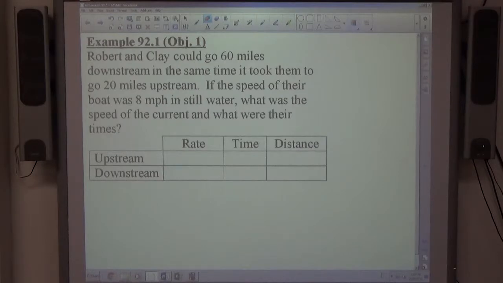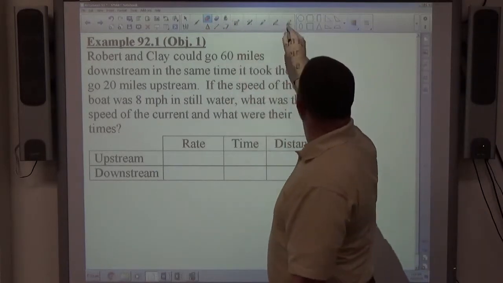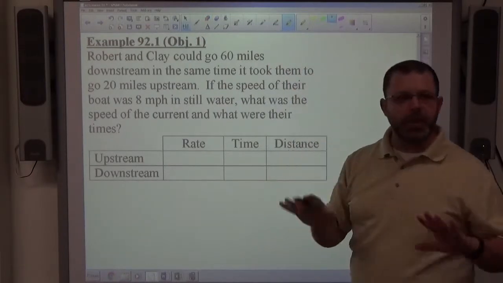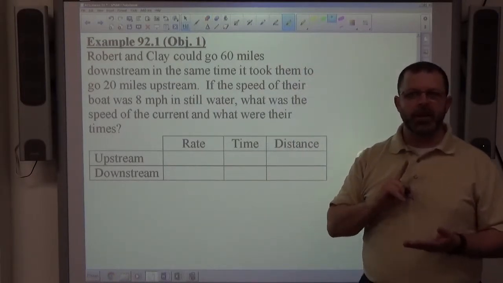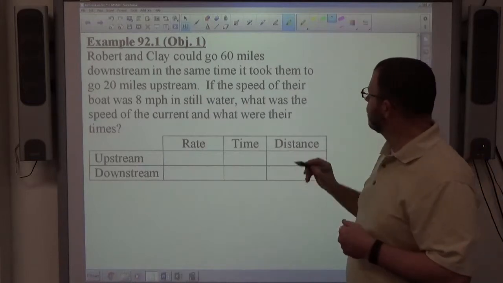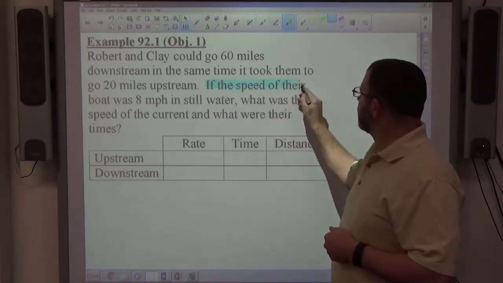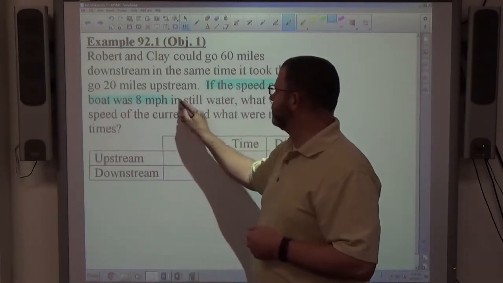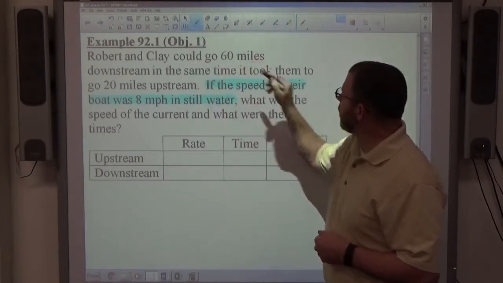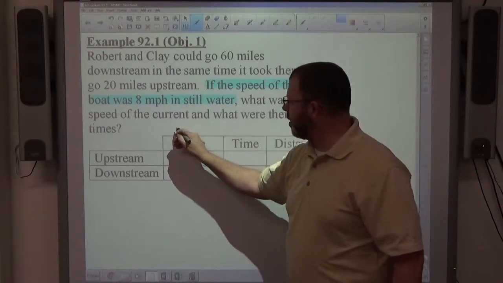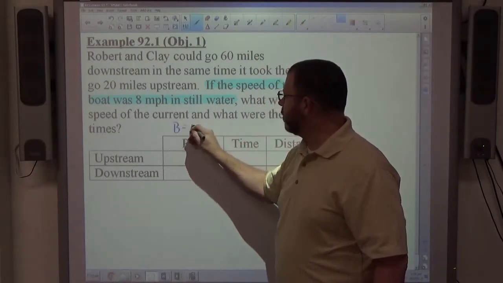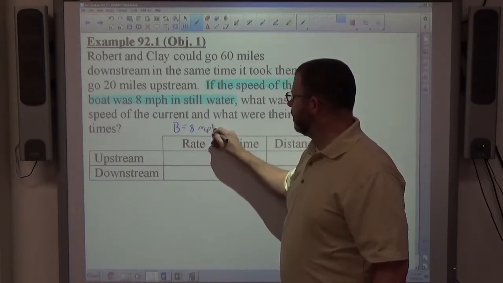Robert and Clay go 60 miles downstream at the same time it took them to go 20 miles upstream. If the speed of their boat was 8 miles per hour in still water, what was the speed of the current and what were their times? So, if we focus first of all on, again, speed of the boat in still water and speed of the current. So, the speed of their boat was 8 miles per hour in still water. Alright, so I'm going to write down over here, in fact I'll put it right up above this, B equals 8 miles per hour.